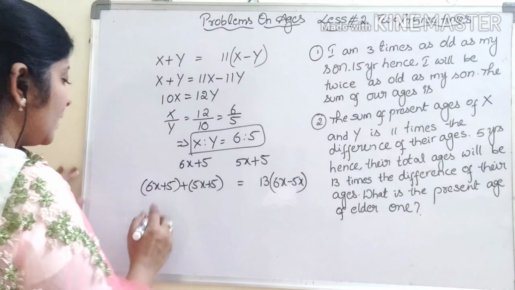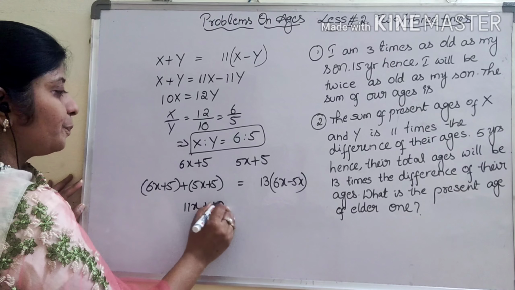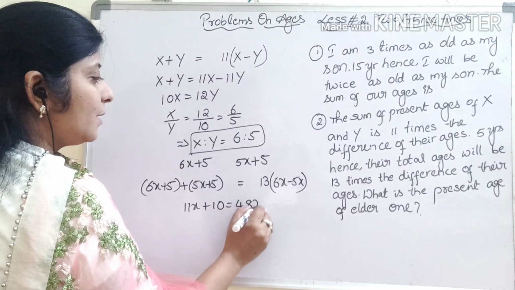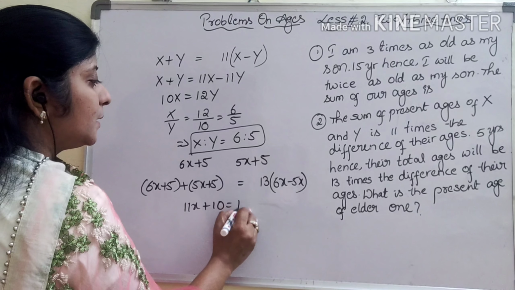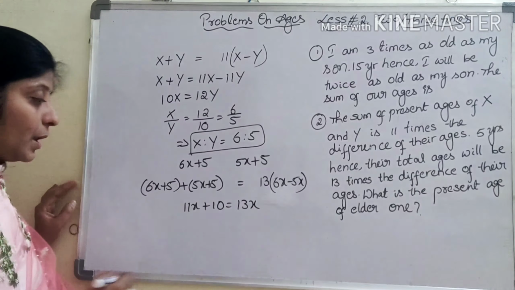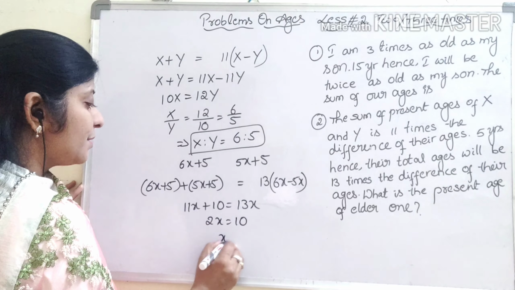So now we calculate these ones. So we will get 11x plus 10 equals 13x. So which will be 2x equal to 10. X will be 5.